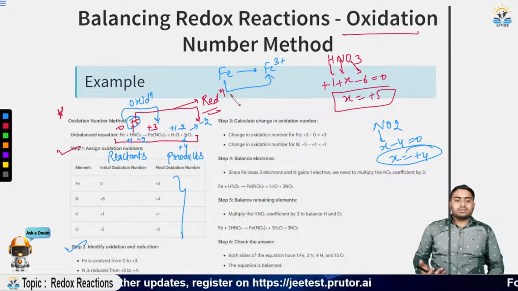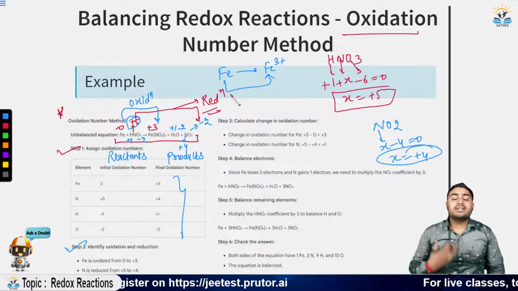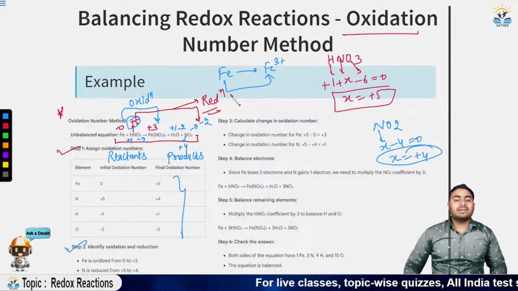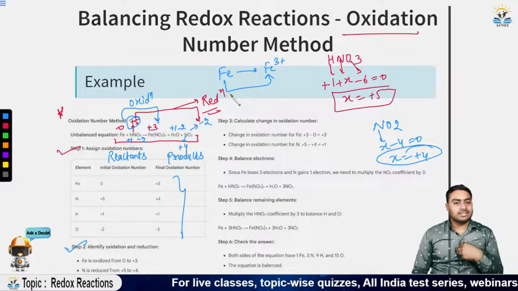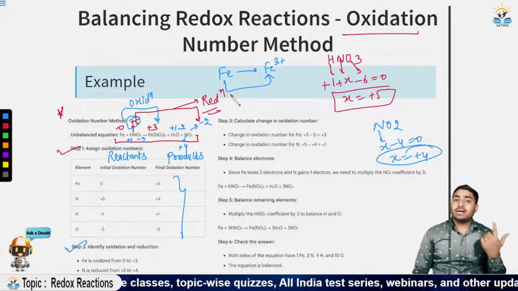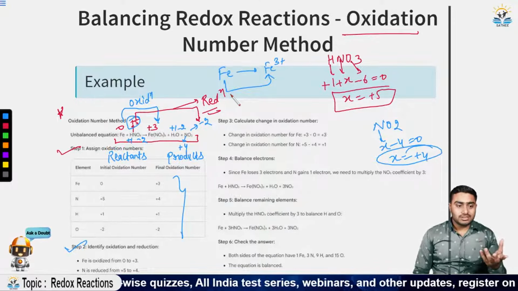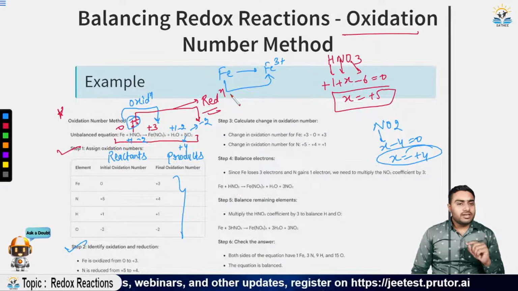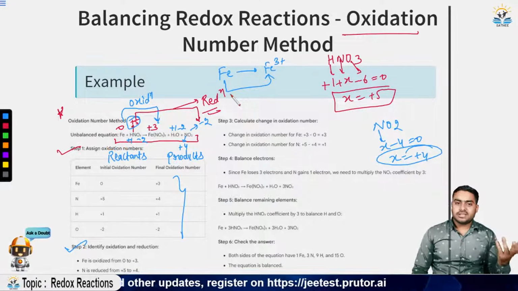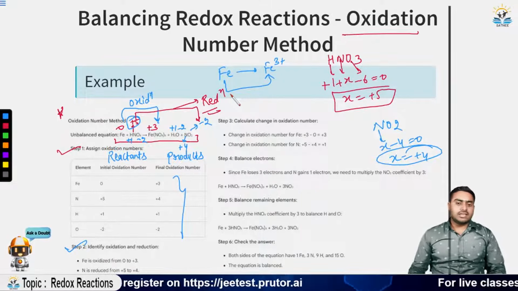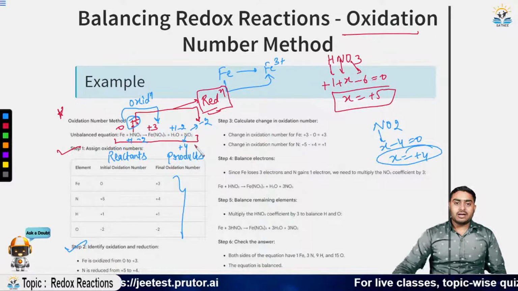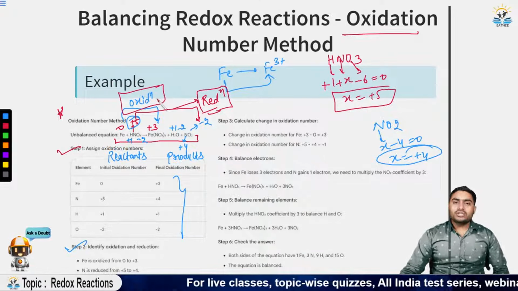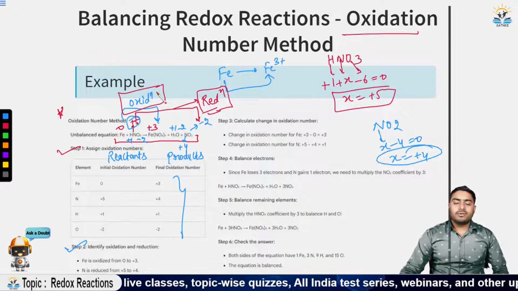Is HNO3 acting as a reducing agent or an oxidizing agent? Because it is undergoing reduction, it will oxidize others while reducing itself. Listen to me very carefully: one that oxidizes itself and reduces others is called a reducing agent, and one that reduces itself and oxidizes others is an oxidizing agent. So HNO3 will be an oxidizing agent. If it undergoes oxidation, it will be a reducing agent.